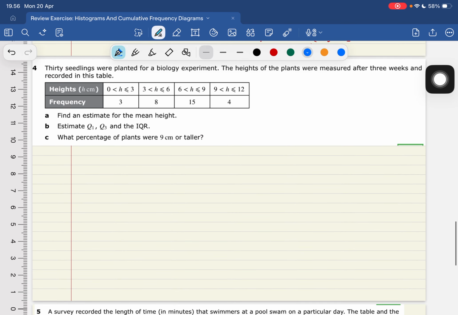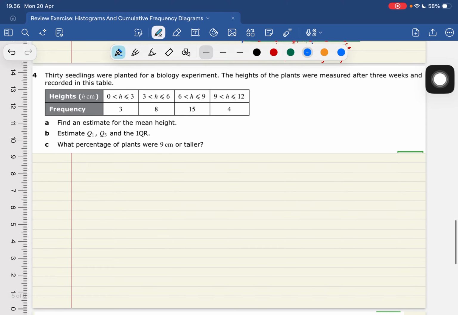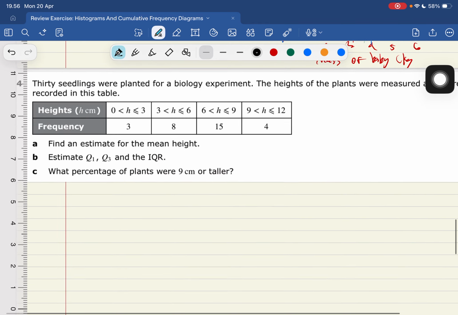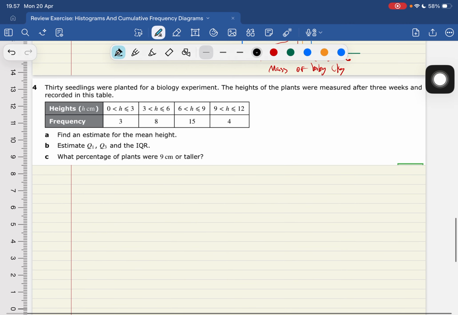Okay, here is still cumulative. So starting, this is the frequency. Find the estimated mean of the height. Okay, let's make the cumulative frequency here. Cumulative frequency.